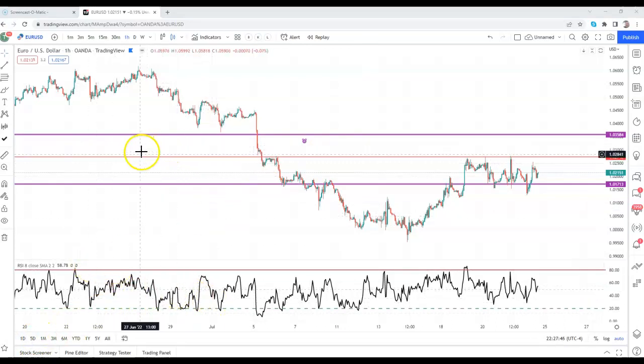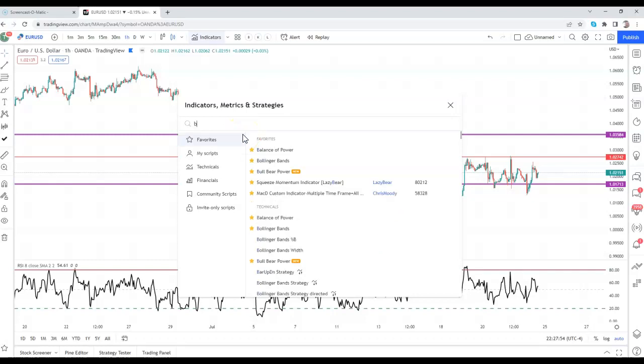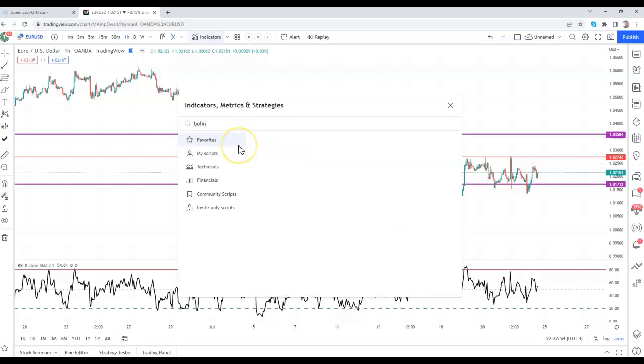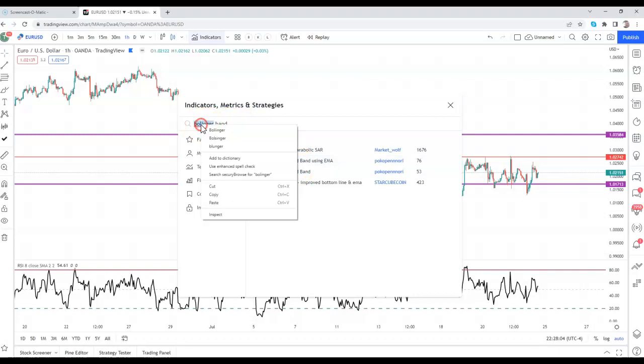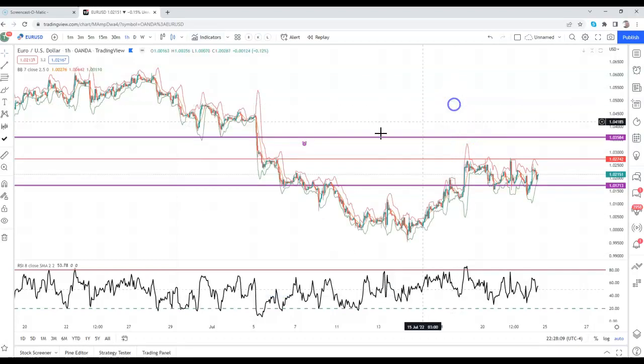Alright, now the next thing. Remember, on the free version, you can add up to 3 different indicators. So say you want to add the Bollinger Bands. Bollinger Band, boom. Now we've just added the Bollinger Band in the top left hand corner.